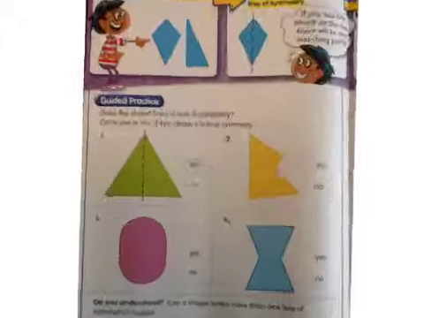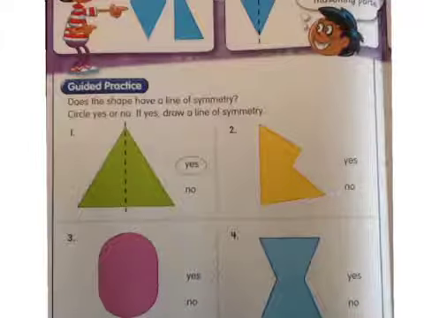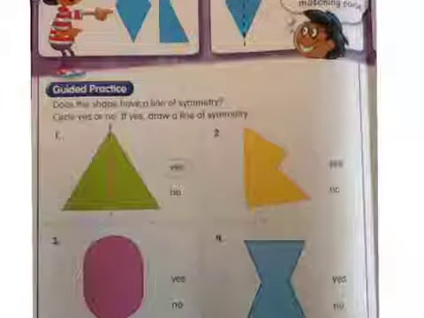So as you can see on number 1, they have a triangle. And they have drawn a line of symmetry down the middle, which makes it the same on both sides. What helps me remember the definition of symmetry is symmetry begins with the letter S, so does the word same. Same on both sides. So let's go ahead and look at number 2.